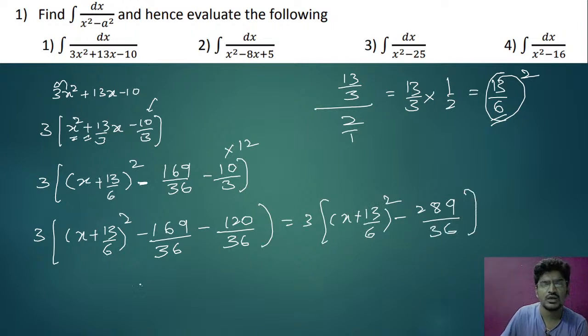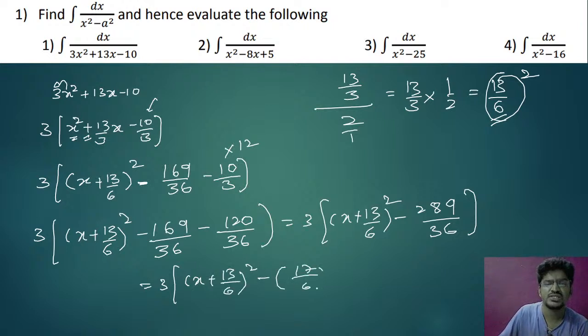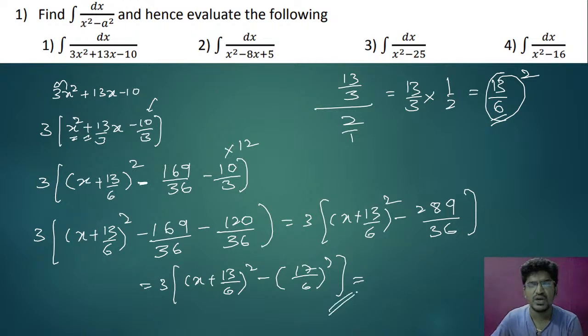So this will be 3 times of (x plus 13 by 6) whole square minus (17 by 6) square. Clear? So this is your solution that you have to simplify. Have you understood this? Watch the video again and again. If you still have doubts after the end of the class, watch the video again and again. You can understand the steps and you can simplify it. Clear?